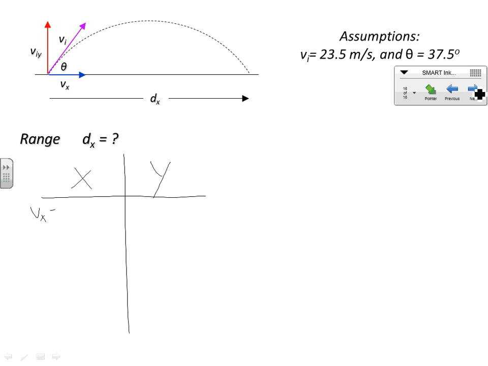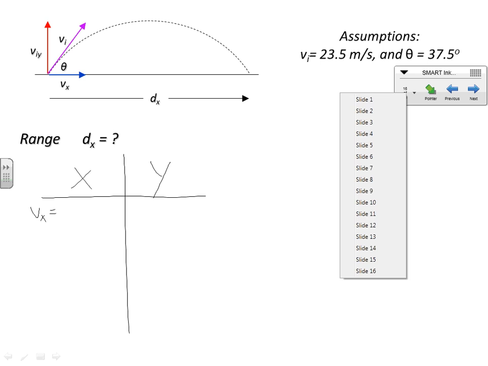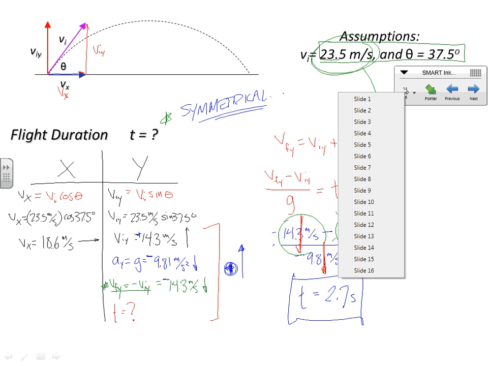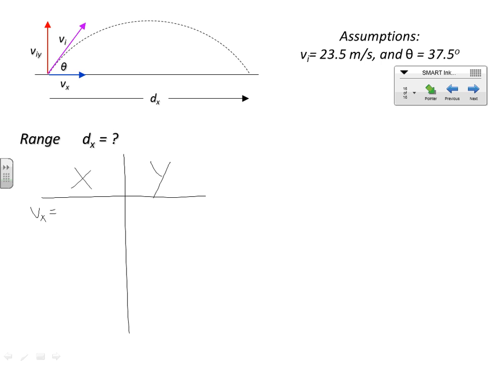Vx, I don't remember. 18.6. Vx we found before, 18.6 meters per second. Make sure you know how and why we did that. Range, dx. Only one equation we can ever use to find dx. Only one equation with any x stuff in it. So that means we have to find time in the air. Well, we already found time in the air using this stuff. I think we got 2.7 seconds or so.